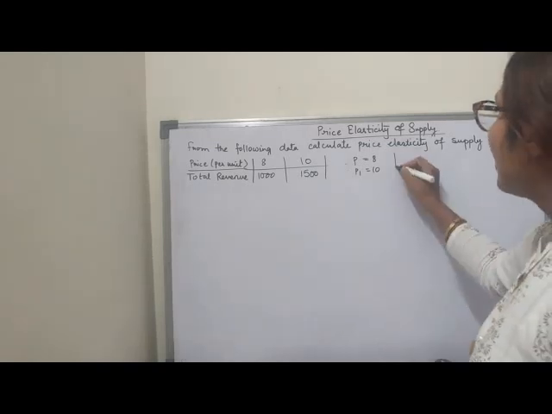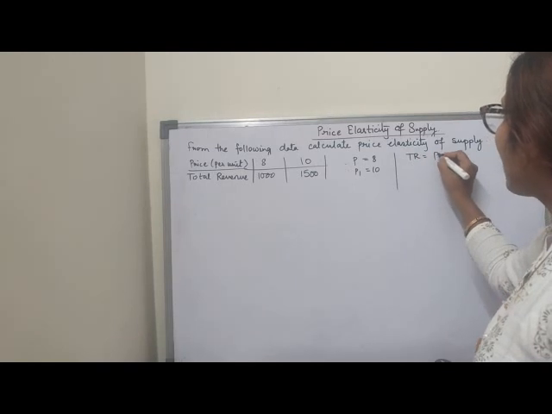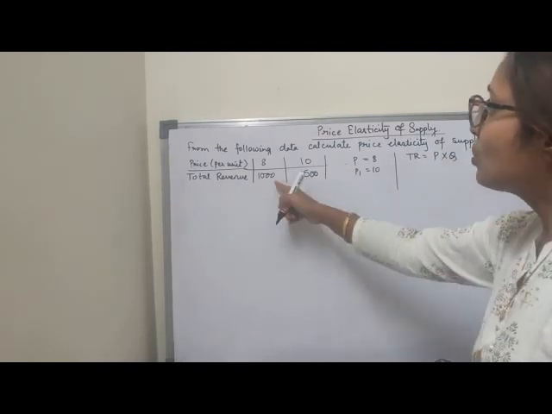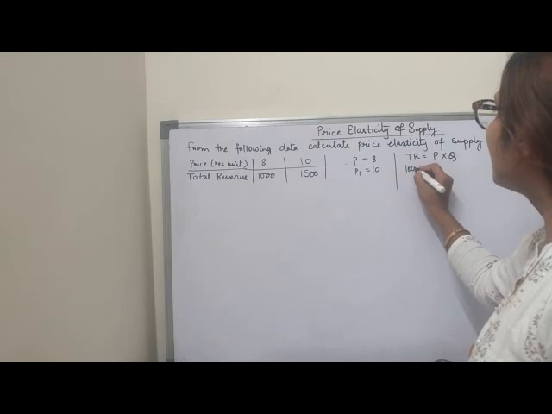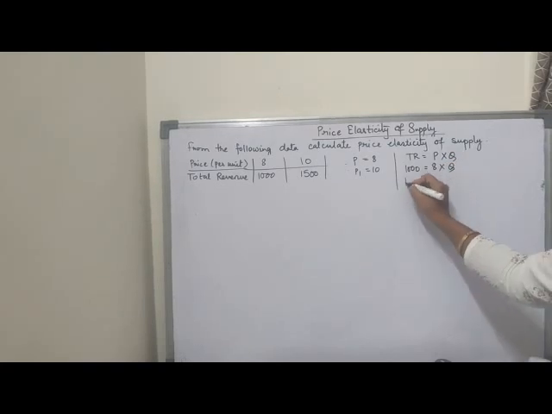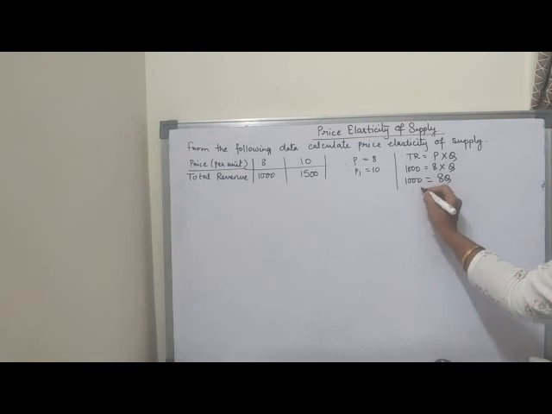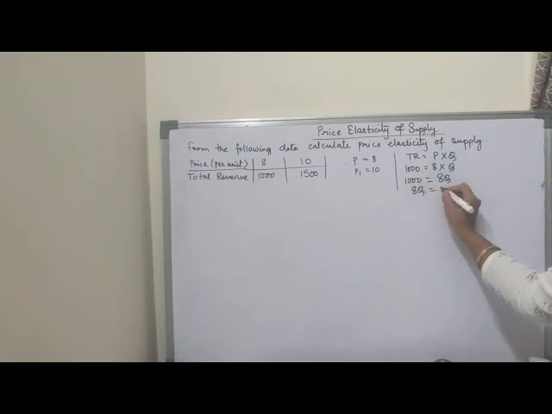So if you remember, the total revenue formula is P into Q. So here total revenue is 1000. This is the old total revenue. Clear? P is 8 and quantity we don't know. So 1000 is equal to 8 into Q, which is 8Q. Is it not? Now if you bring it here, 8Q is equal to 1000. So Q is equal to 1000 by 8. It must be 125.